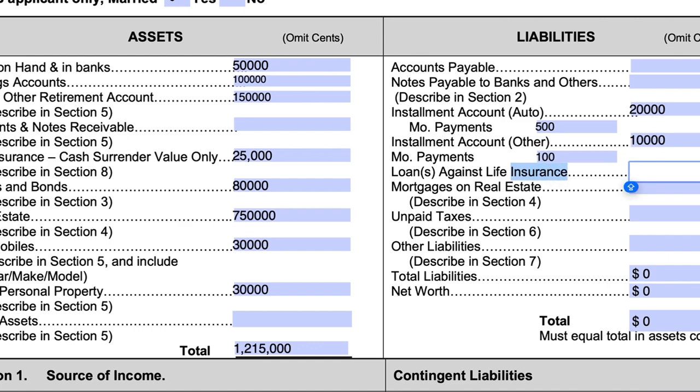Now, life insurance loans. If you have life insurance and you have cash surrender value, like we did here on the left hand side, you can take a loan out on your life insurance.